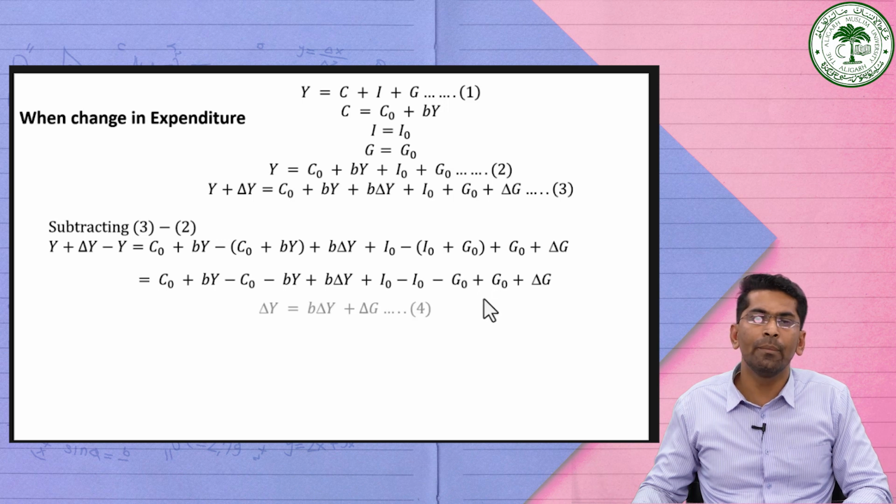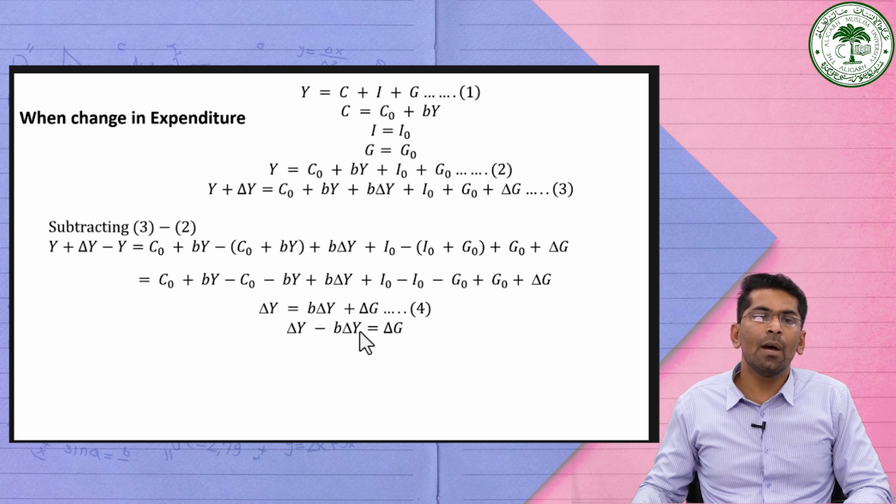What is remaining here? Delta y, and this y term is also going to be cancelled out. So what is remaining is delta y equal to B delta y plus delta G. I am denoting this as equation number 4. Now I am going to take B delta y to the left side of the equation, then it will become delta y minus B delta y equal to delta G.